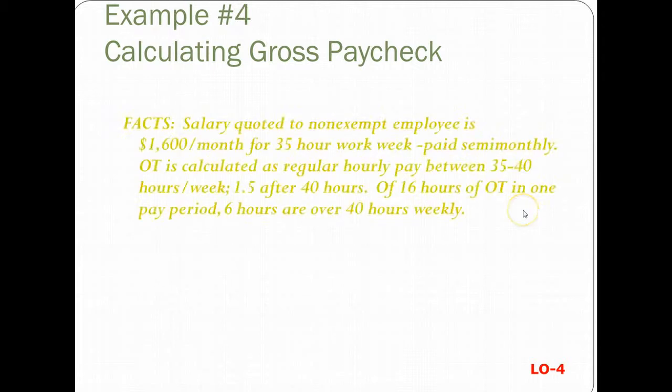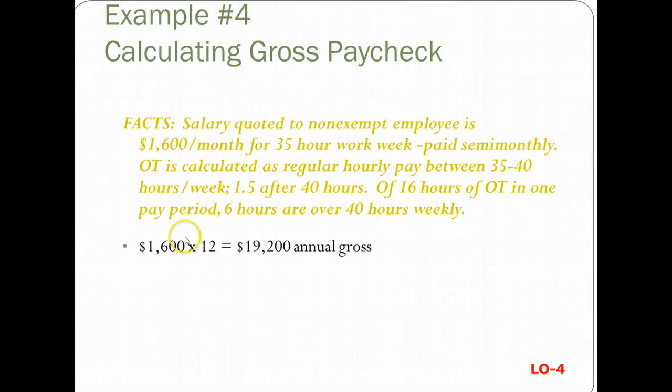Okay, here's a fourth example. $1,600 a month for a 35-hour work week, paid semi-monthly. Overtime is calculated as regular hourly pay between 35 and 40, and 1.5 times after 40. And of the 16 hours of overtime in one pay period, 6 hours are over the 40 hours weekly. So this is very similar to the last one.